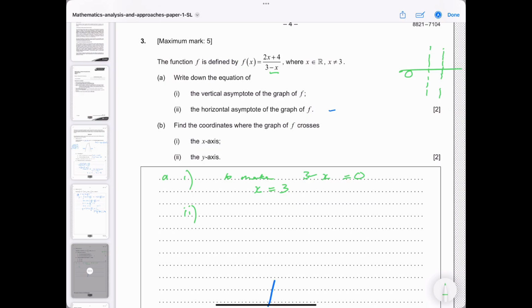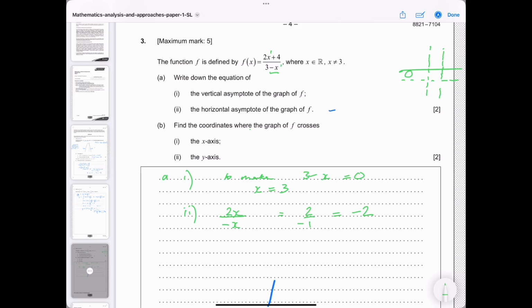Right, 2. The horizontal asymptote of the graph f. Now the way you do this is if both of your x's are to the power 1, which they are, we then take the x on the top, which is 2x, and put it over the x on the bottom, which is minus x. That gives us 2 over minus 1, which equals minus 2. So that's how we find our horizontal asymptote, which would be about there, say.